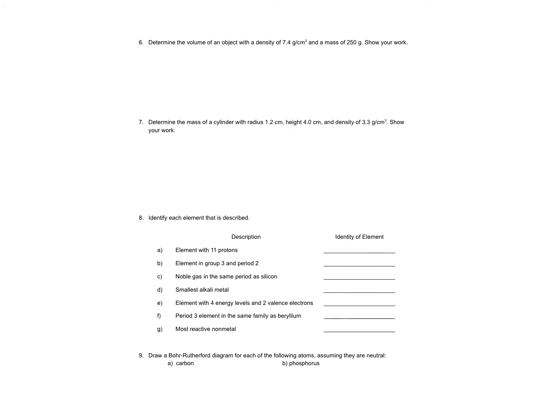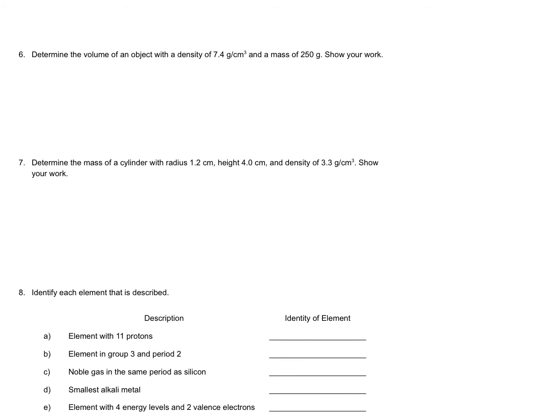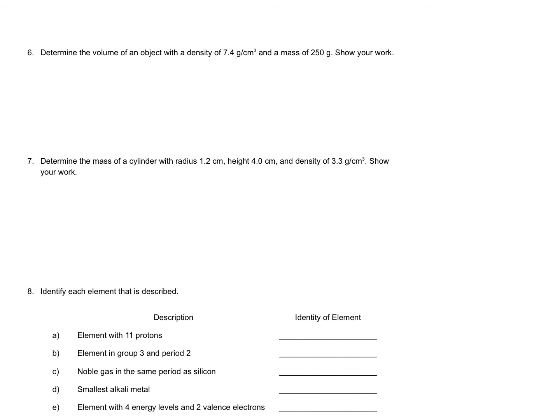Okay, question 6. Determine the volume of an object with a density of 7.4 grams per centimeter cubed and a mass of 250 grams. Show your work. All right, so if you know the volume formula, you can write it out directly, or you can start out with the density formula and do algebra to get to the volume.